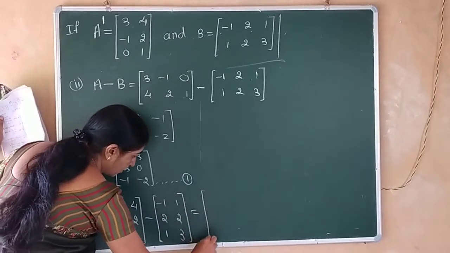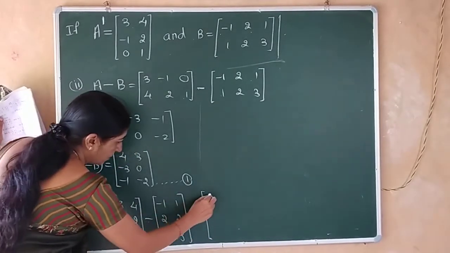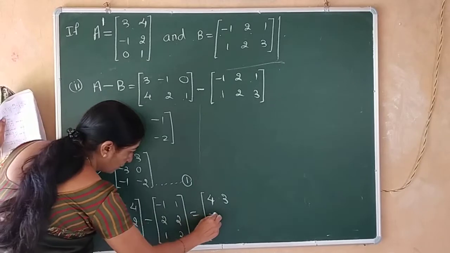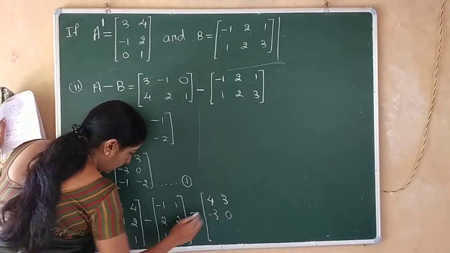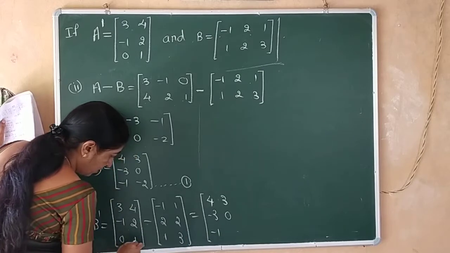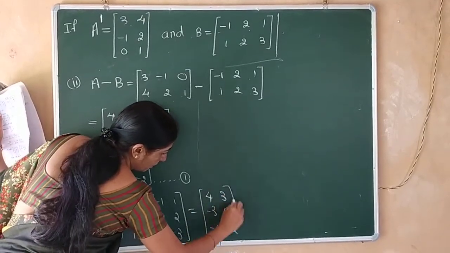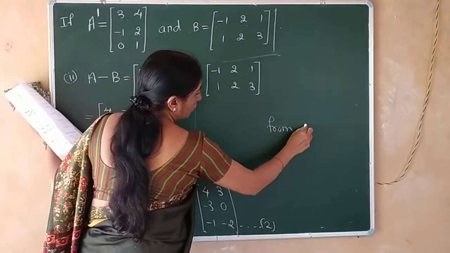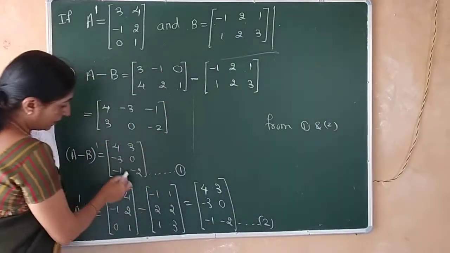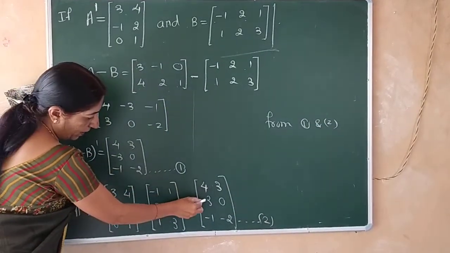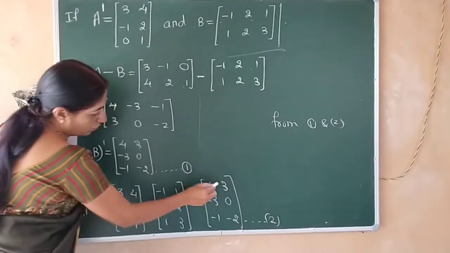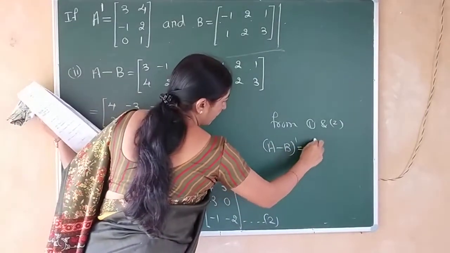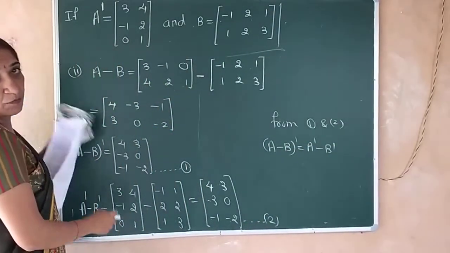Go for the subtraction. 3 minus into minus is plus. 3 plus 1, 4. Minus 1 minus 2, then 2 minus 2 is 0, next 0 minus 1 is minus 1, 1 minus 3 is minus 2. This is what? This is equation 2. So from 1 and 2, compare the result. See the result here: 4 minus 3 minus 1, 4 minus 3 minus 1, 3 0 minus 2, 3 0 minus 2. That means A minus B whole transpose is A transpose minus B transpose.